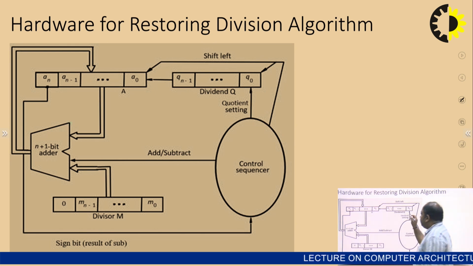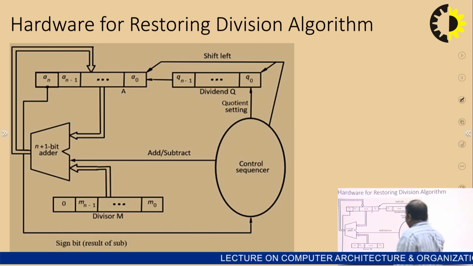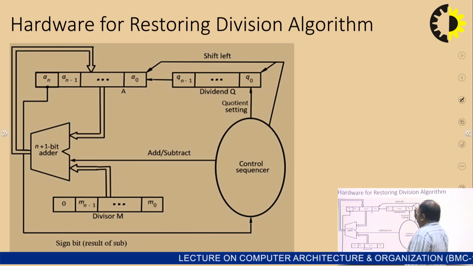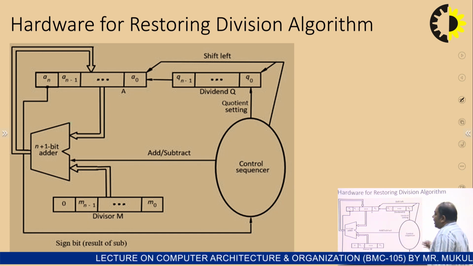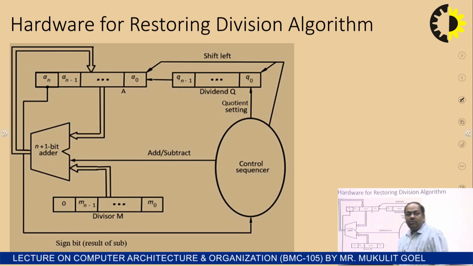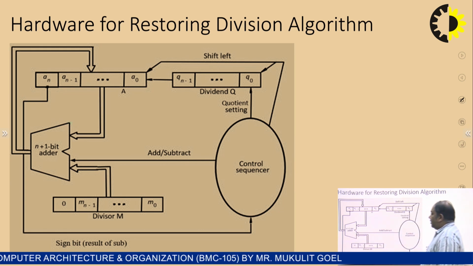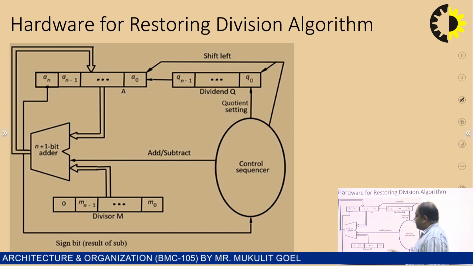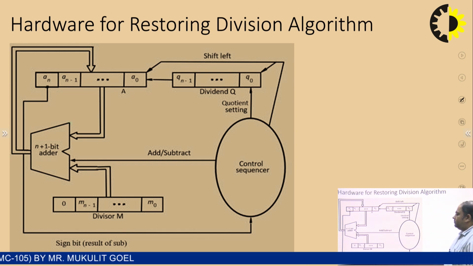First we have the dividend. The dividend and A are represented the same, and the bits in the dividend and in A are left shifted. After the shift left, these will be added through an n plus 1 bit adder, so the steps will be increased by 1. Then we do an addition or subtraction with the divisor according to the steps. This is more clear when we see a flow chart.